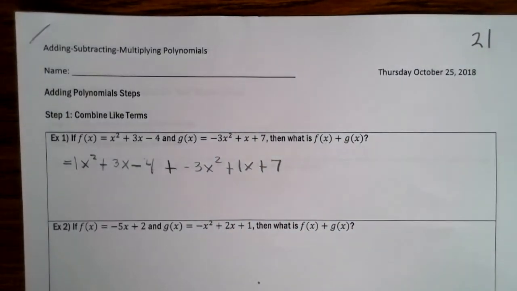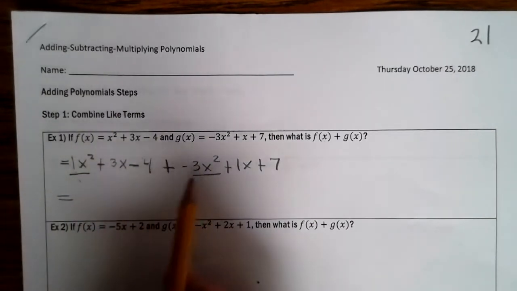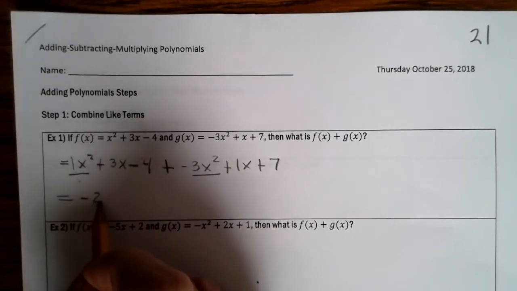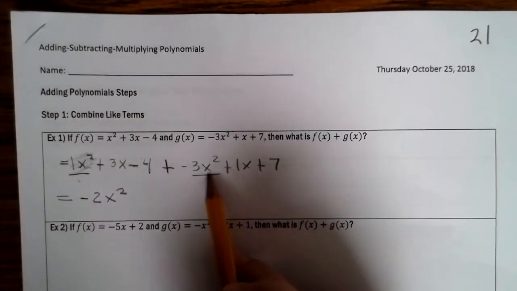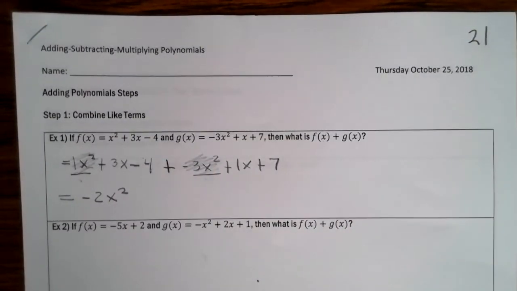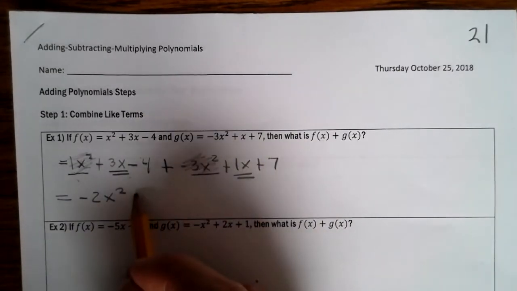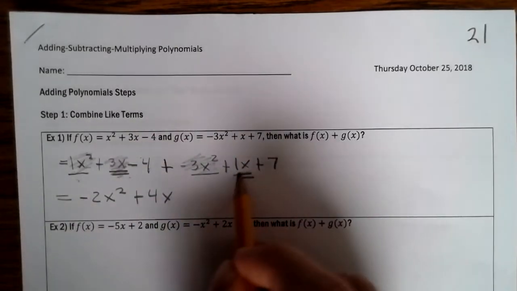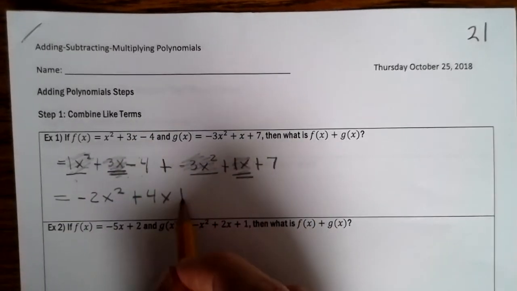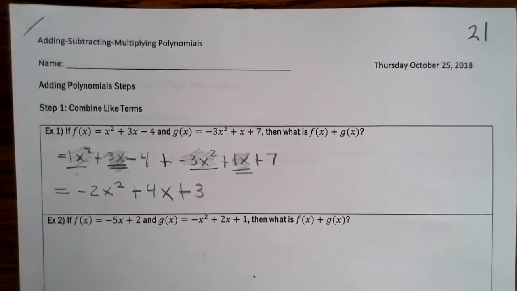Now, the first step, and really only step, is combine like terms. So I'm going to combine the x squareds first. 1x squared minus 3x squared is negative 2x squared. Now, as I combine them, I'm going to mark them out so I don't get distracted. Okay. Now I'm going to combine the x's. So 3x and 1x is 4x, so plus 4x. And we're done with that. And then negative 4 plus 7 is plus 3. Okay. All right, so there's example 1.